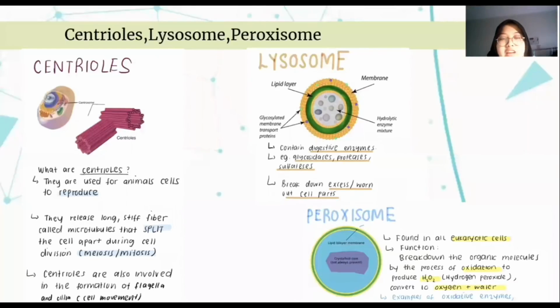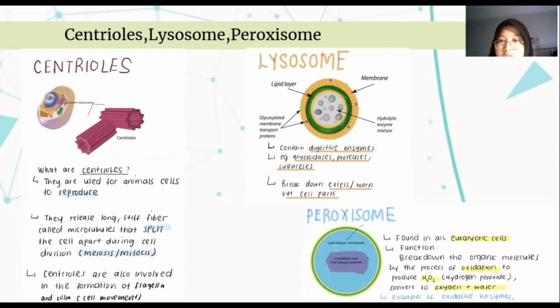Thank you, Mervin. Now I'm going to be talking about centrioles, lysosomes, and peroxisomes. First, centrioles are organelles which are only active during cell division. They produce spindle fibers which attach to chromosomes, and these fibers pull a copy of each chromosome to opposite sides of the cell so that each daughter cell contains the new DNA it needs. Centrioles are also involved in the formation of flagella and cilia, which are involved in cell movement.